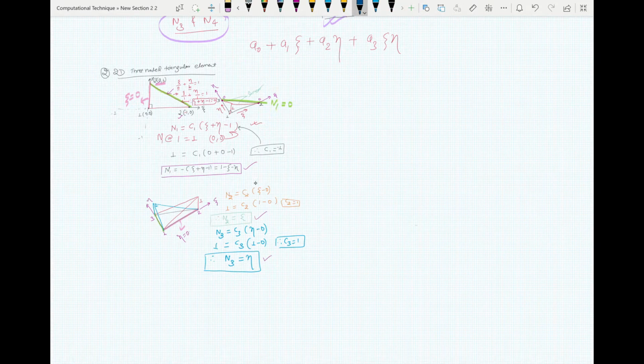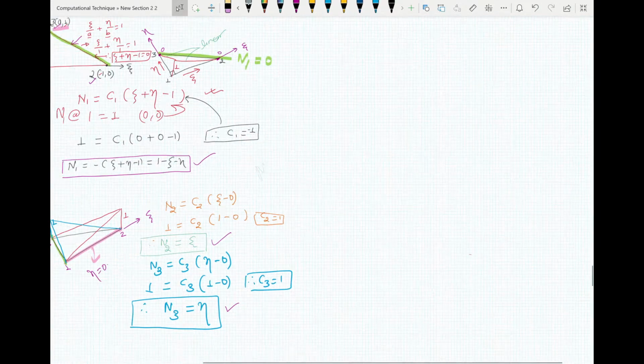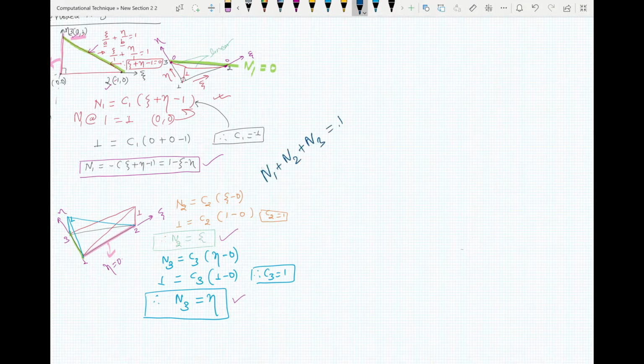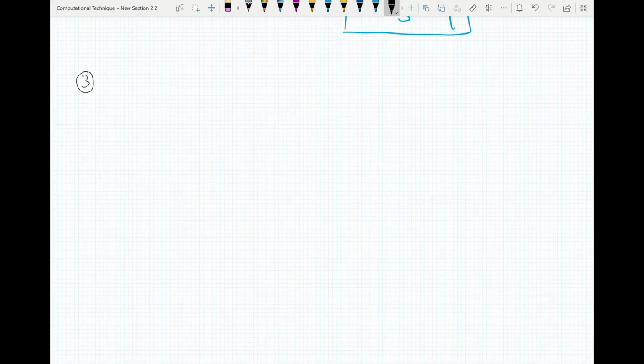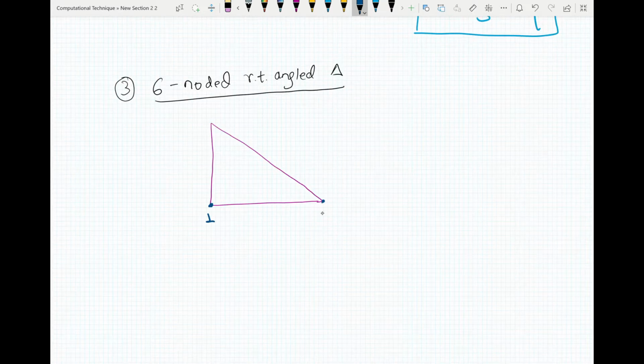Now you can add these up and see if the shape functions are correct, which means that your xi and eta cancel out and you'll have 1 remaining. So what to do now is we are going to move into higher degrees of shape functions. For this, let's try another triangular element. Let this be node 1, this is node 2, node 3, and then we add 3 nodes right at the midpoints here. So this will be nodes 4, 5 and 6.